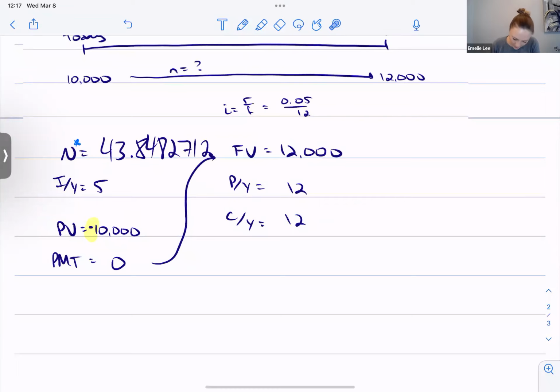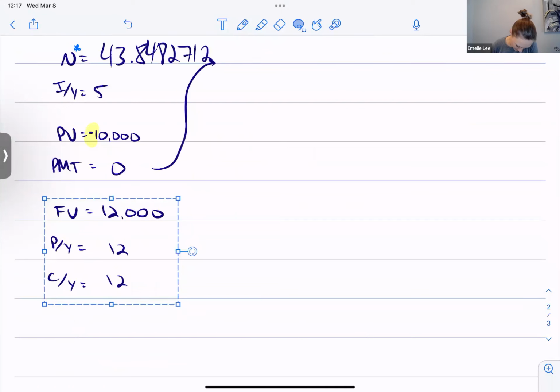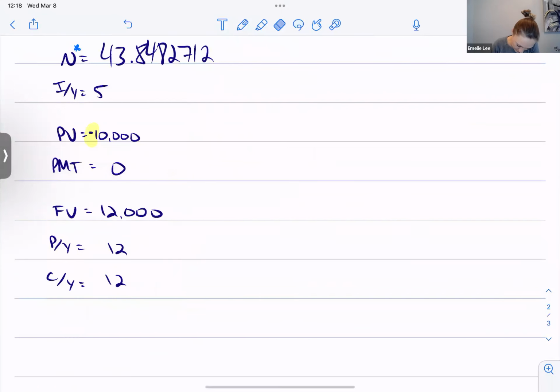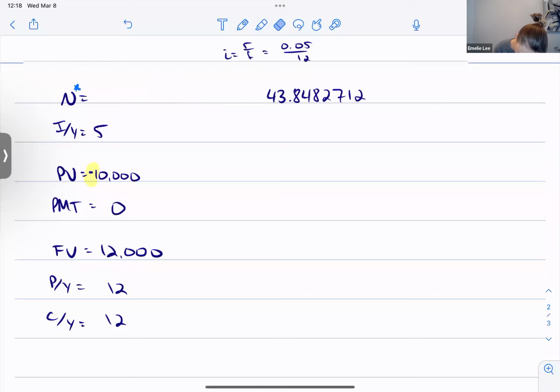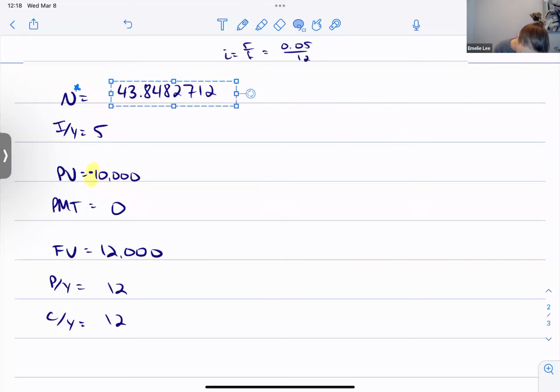So our calculator functions, and let me just stack these so it looks a little bit better. There. And 43.8482712. That looks better. All right.